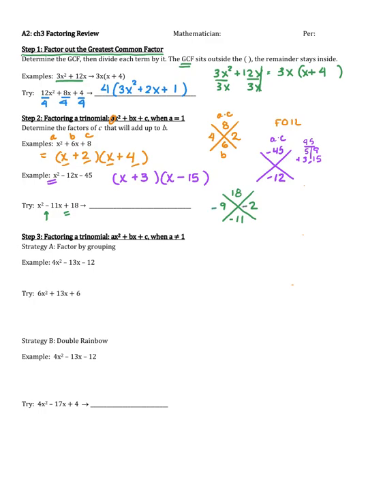But if I make them both negative, the product is a positive 18. The sum is a negative 11. So this will become x and x. That's the only way you can get x squared. Minus 9 minus 2. That's what goes in the parentheses.